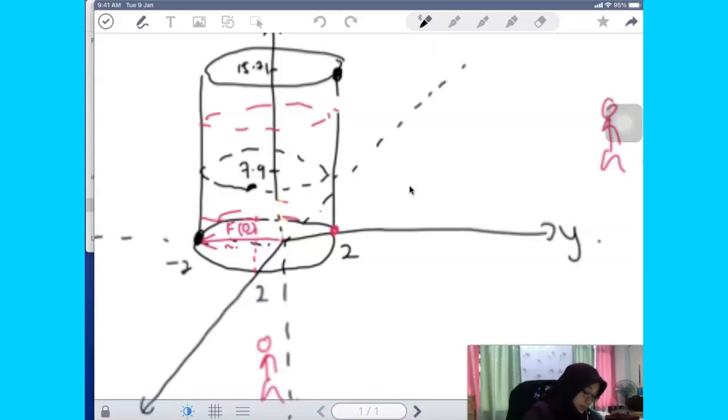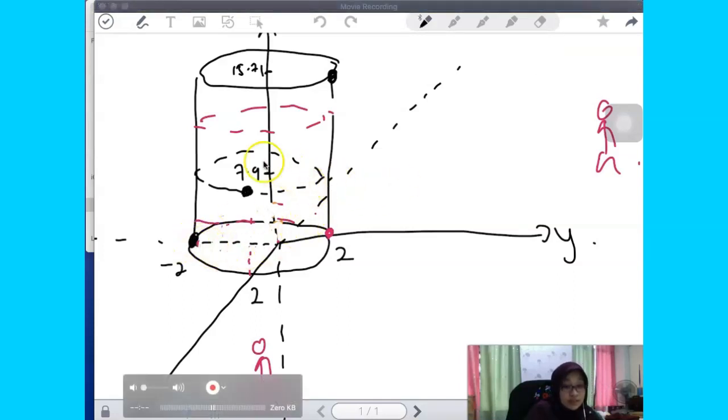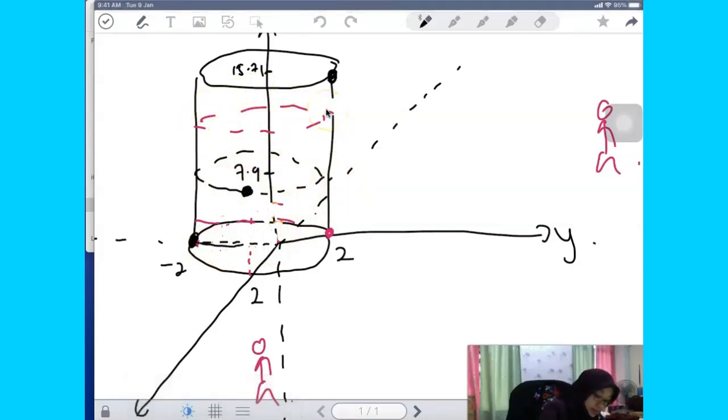Okay, so to provide the ellipse, since it is anti-clockwise direction, it's moving like this, like that, and like that. Okay, it looks like this. Maybe I should change the color into yellow. Okay, so it keeps increasing in anti-clockwise direction.